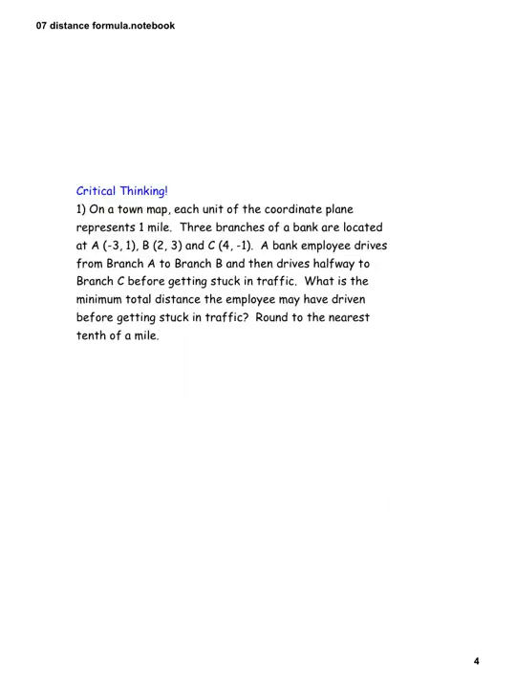Okay, if we want to take the distance formula and make it a little bit more interesting, we might throw it into a word problem. It says on a town map, each unit of the coordinate plane represents 1 mile, so each box represents 1 mile. It says 3 branches of a bank are located at A, B, and C. A bank employee drives from branch A to branch B and then drives halfway to branch C before getting stuck in traffic. What is the minimum total distance that the employee may have driven before getting stuck in traffic? Round to the nearest 10th of a mile.